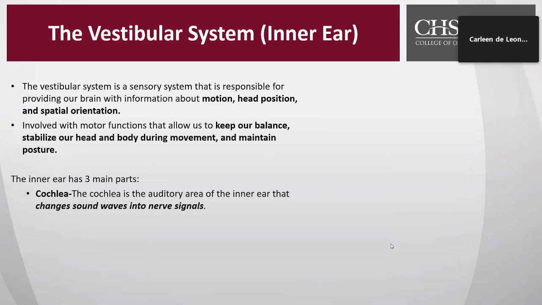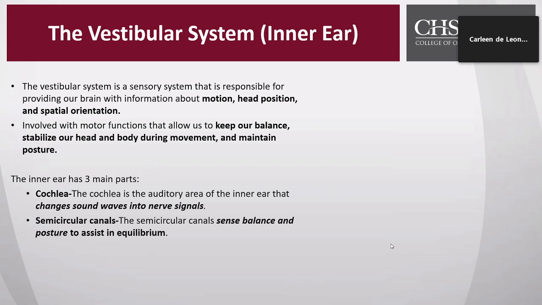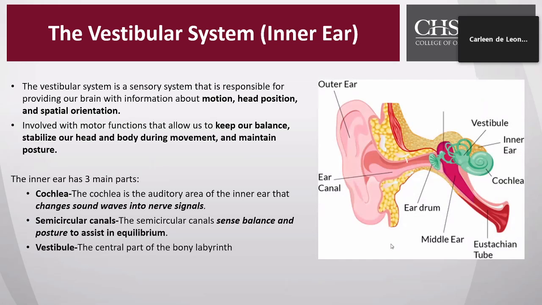The inner ear has three main parts: the cochlea, which changes sound waves into nerve signals; the semicircular canals that sense balance and posture to assist in equilibrium; and the vestibule, which is the center part of the bony labyrinth. This is just an image to show where the vestibule is located. Vestibule, not vegetable.